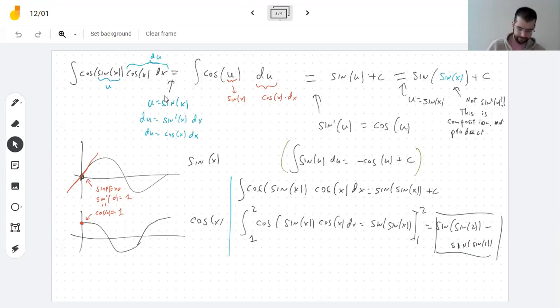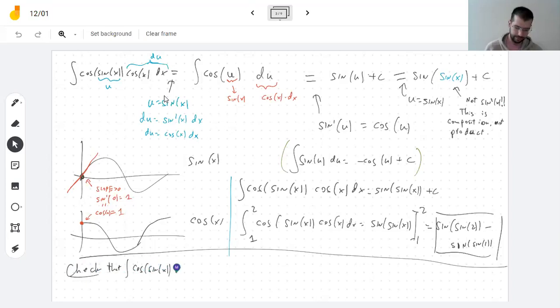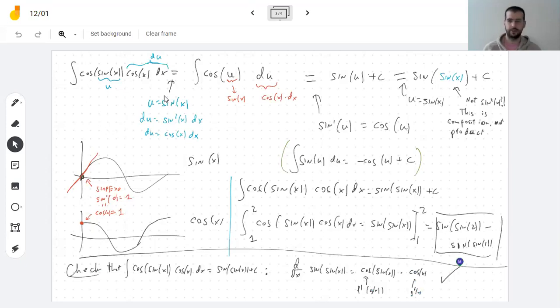One thing I should have done is check that I did the indefinite integral correctly. So to do that, I just take the derivative of the answer. And I have to take the derivative of the outside times the inside times the derivative of the inside. Which is the original function, so I'm good. Okay, so that's the problem. Any questions?